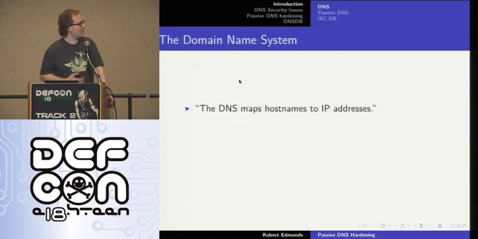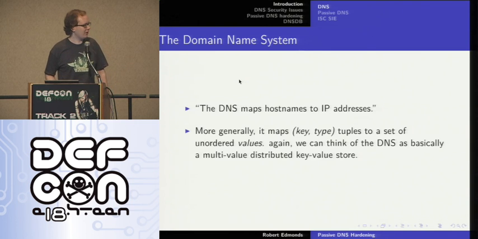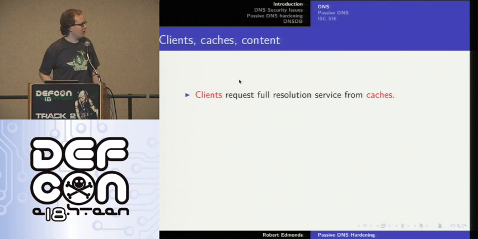Okay, so the DNS maps host names to IP addresses. This is generally what we consider it to be, but in fact it's a more generalized system. It's basically a distributed key value system. More generally, it maps key type tuples to a set of unordered values. So basically a multi-value distributed key value store. Excellent.